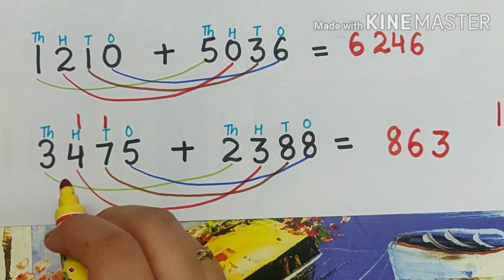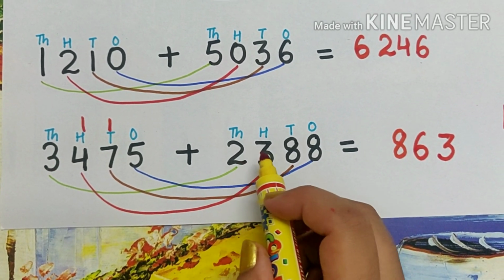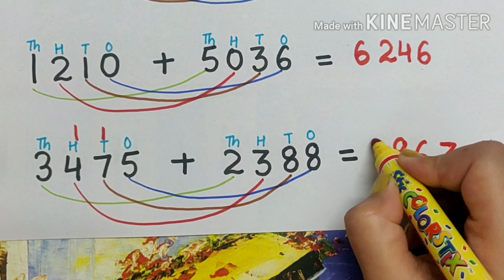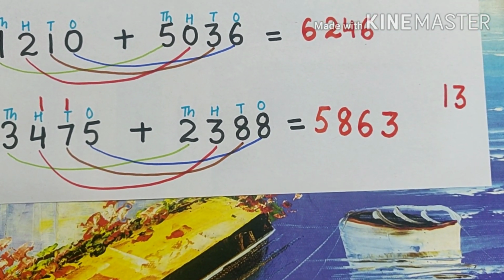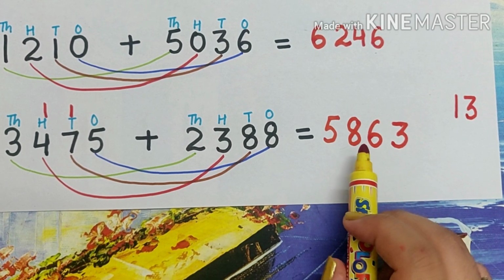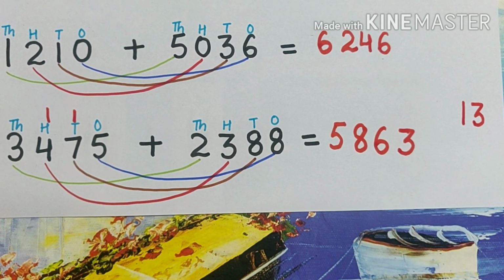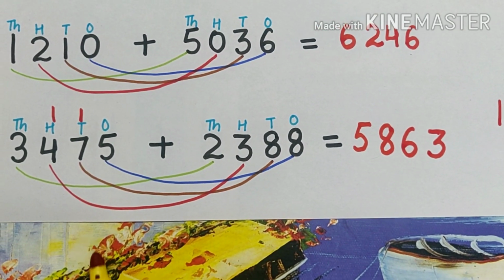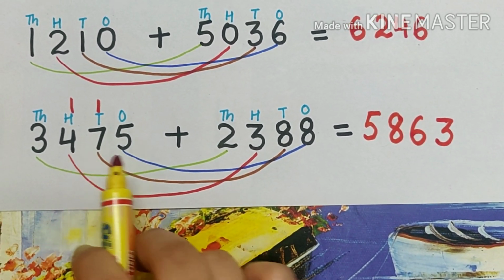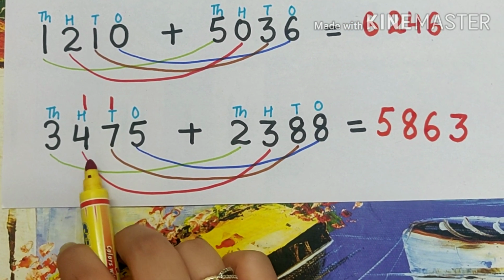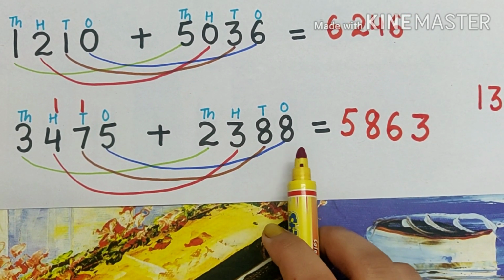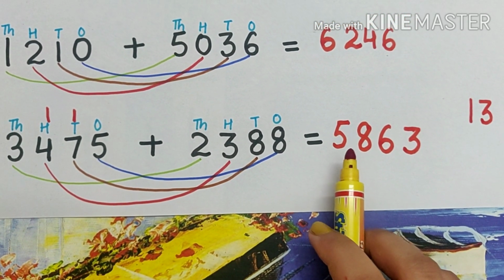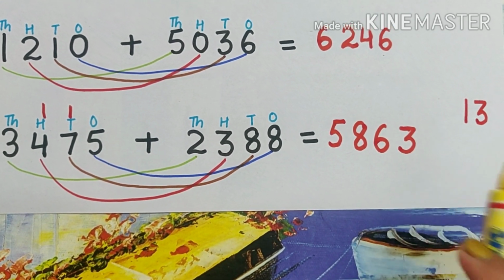Now come to thousands place. 3 plus 2 is equal to 5. So in this, answer is 5863. Now when you will add these two numbers, 3475 plus 2388, you will get 5863.